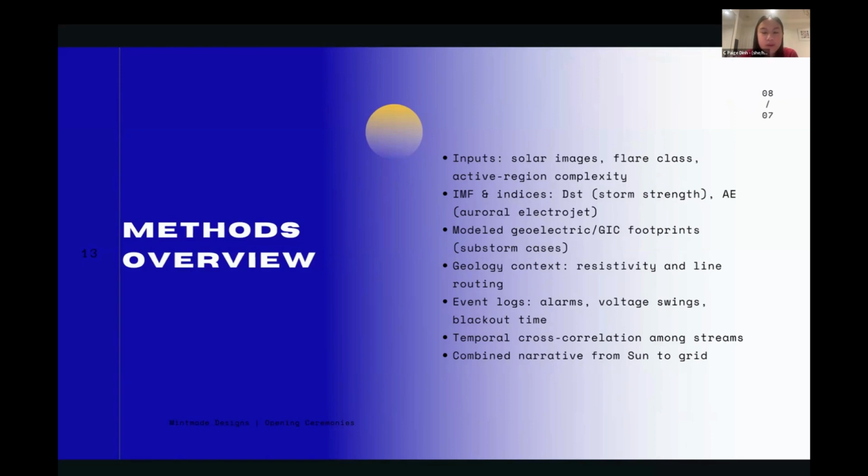While the footprint maps are modeled and historical records have uncertainties, if you combine them together, they can create a stronger, more solidified case that sustained substorms and high dB/dt directly led to transformer saturation and voltage collapse.